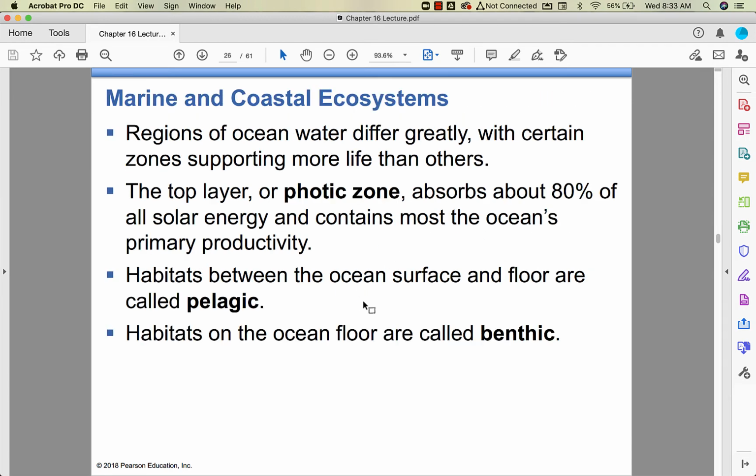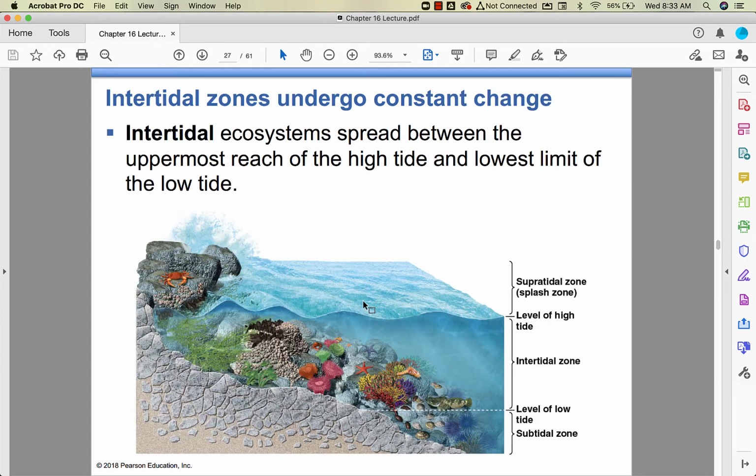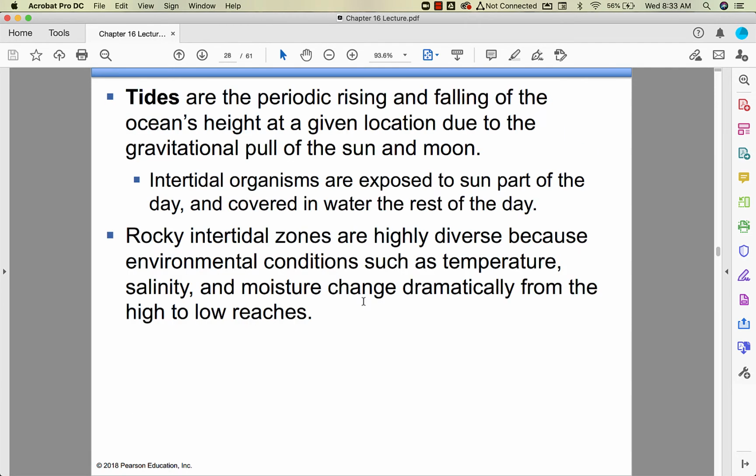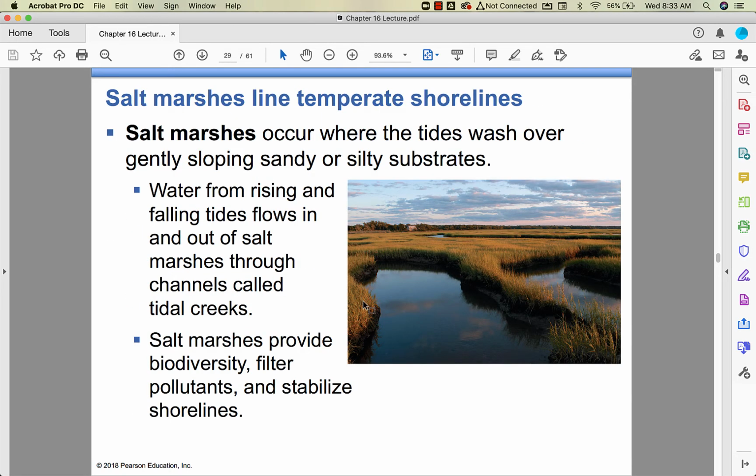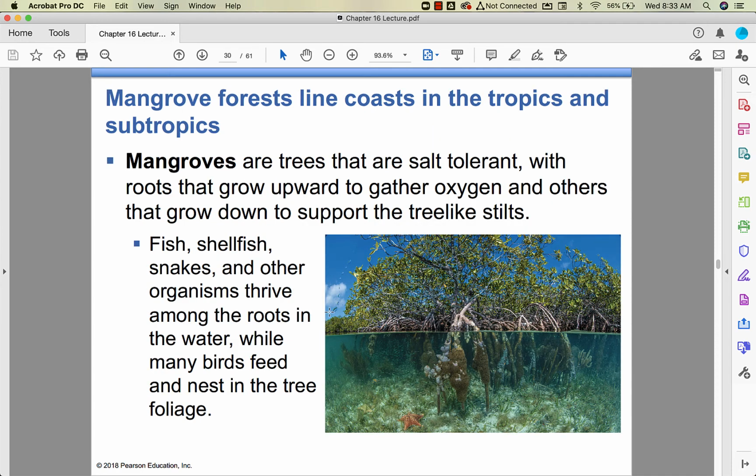We don't have to dwell very much on this, okay? Because these are the marine and coastal ecosystems. So it talks about the photic zone, pelagic. Benthic is a word that I'm going to use. Benthic means bottom dwelling, okay? So the intertidal, this is all part of salt marshes. We need to make sure you guys understand those. Mangroves, okay? There are some really specific things that they want to know about mangroves. I'll tell you guys a story about mangroves when we get together.